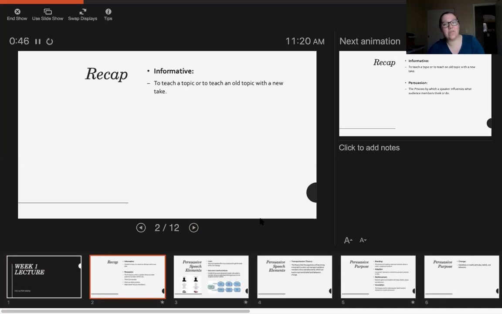So how is that different from a persuasive speech? Here's the definition of persuasion. It's the process by which a speaker influences what audience members think or do. So you're going to change somebody's mind perhaps, right? You're going to speak to your audience and hopefully have some change as the outcome potentially.